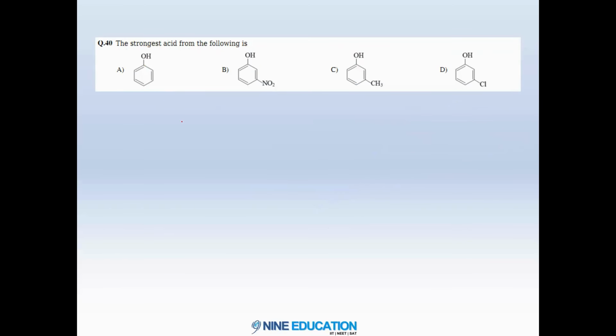Strongest acid. So these are all phenols. We all know that phenol is acidic because the phenoxide ion which is formed is resonance stabilized, right? So that is why it is acidic. The acidic groups are attached with these groups which are minus I, plus I groups.